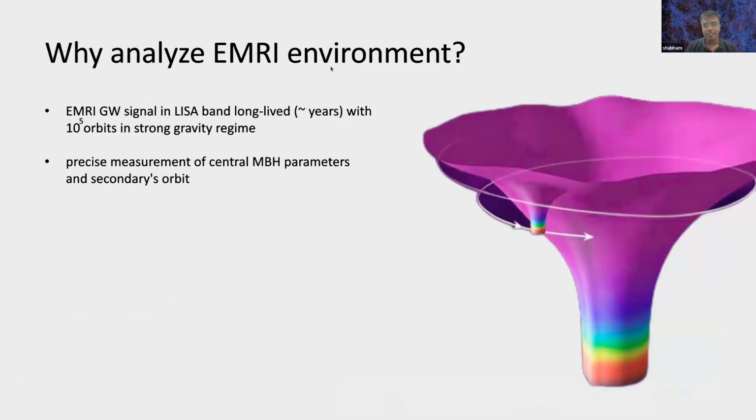So why do we want to analyze EMRI environments? First of all, what are EMRIs? These are extreme mass ratio inspirals. It's very similar to the system you see on the right side. There's a supermassive black hole, about 1 million solar masses, and then there's a small object orbiting it in the very strong gravity regime. This could be a 10 solar mass black hole, for example. Extreme mass ratio inspirals in the LISA band would be long-lived, around a year or more in lifetime. This would allow the secondary object to orbit 10 to the power 5 times around this supermassive black hole. What this entails is a precise measurement of the central supermassive black hole's parameters, such as its mass and spin, and the orbit of the secondary object.